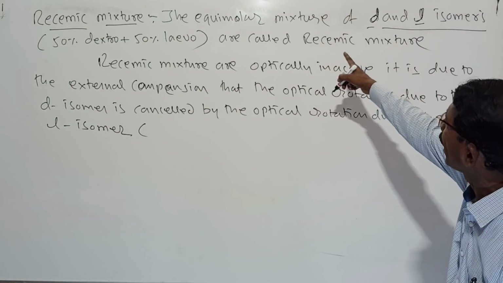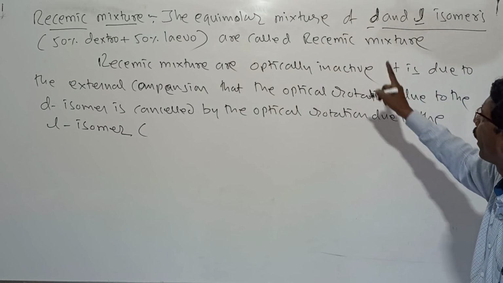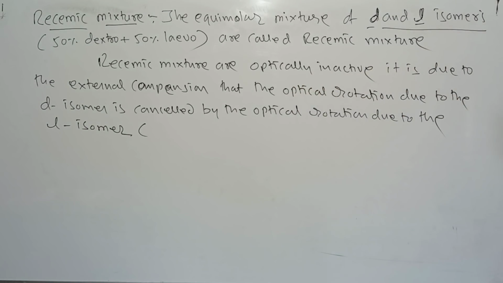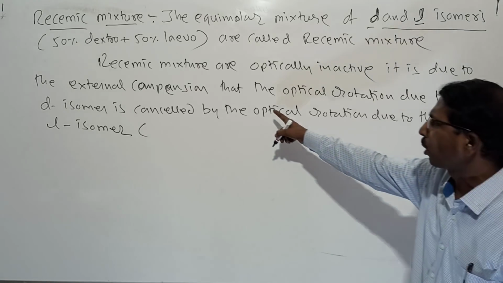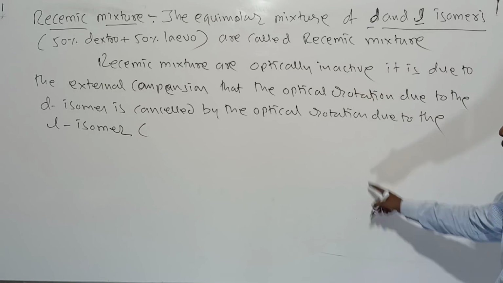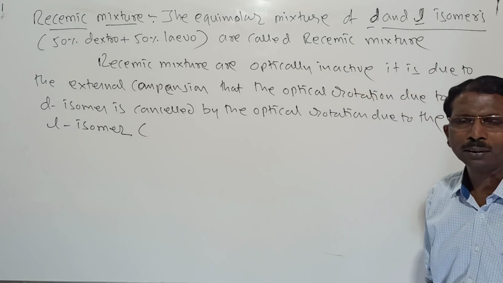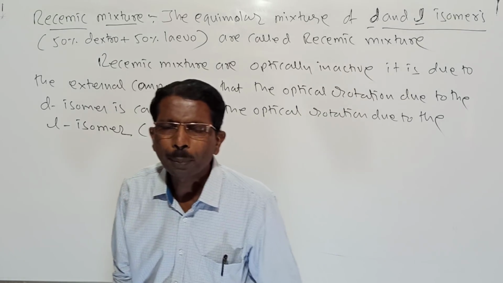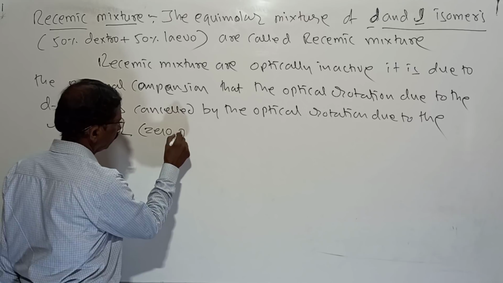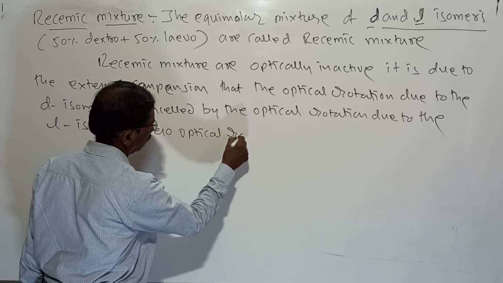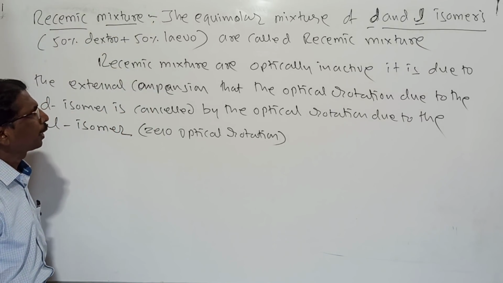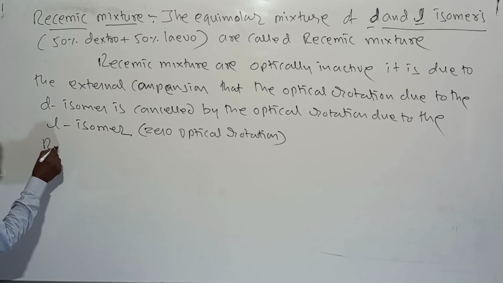Look here, students. The equimolar mixture of D and L isomers is called a racemic mixture. And the racemic mixtures are optically inactive. It is due to the external compensation, that is, the optical rotation due to the D isomer is cancelled by the optical rotation due to the L isomer. So this shows zero optical rotation. Such compounds are called racemic mixtures.